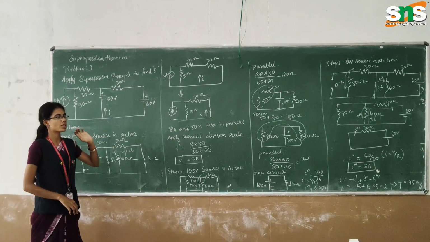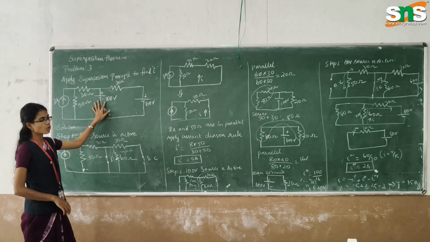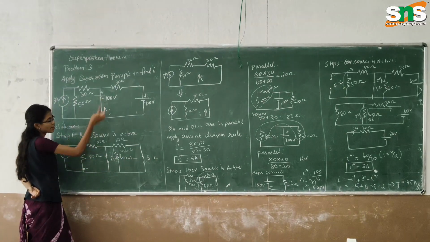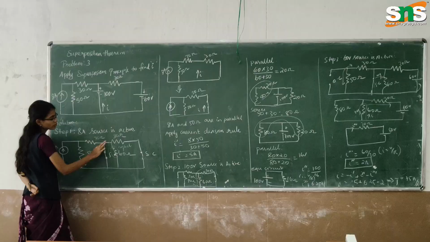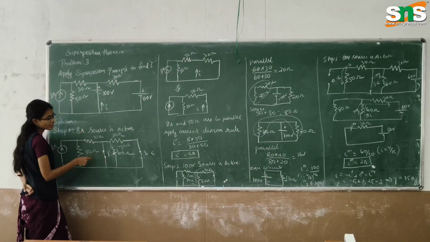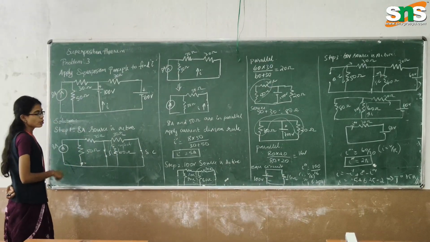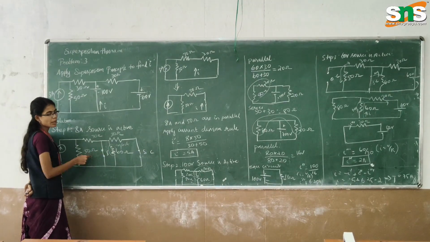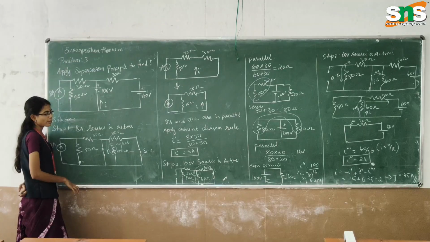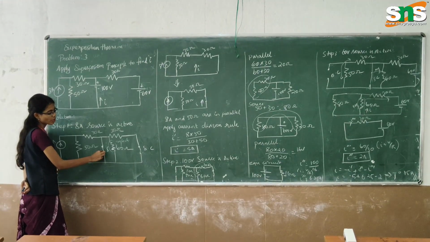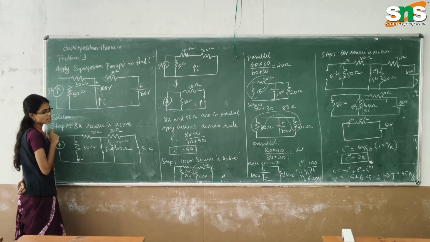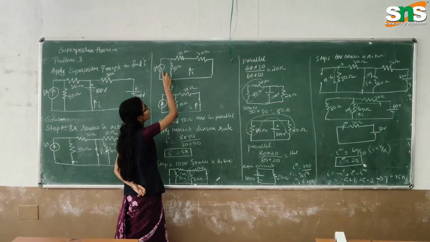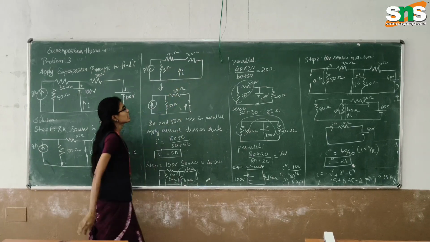The remaining sources are deactivated. We already know that if it is a voltage source, we have to short circuit it. So by short circuiting the 100 volt and 60 volt sources, we have a resistor connected in parallel with the short circuit. In the superposition theorem, if a resistance is connected in parallel across a short circuit, we have to neglect that resistance value. So we have neglected the 60 volt branch.